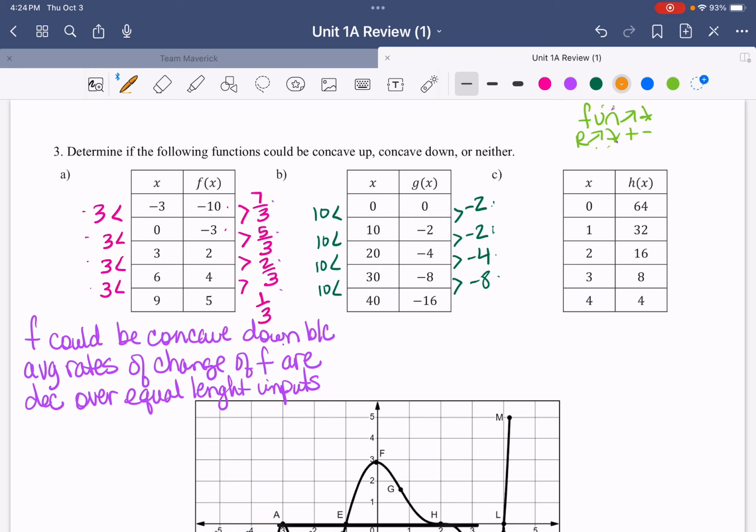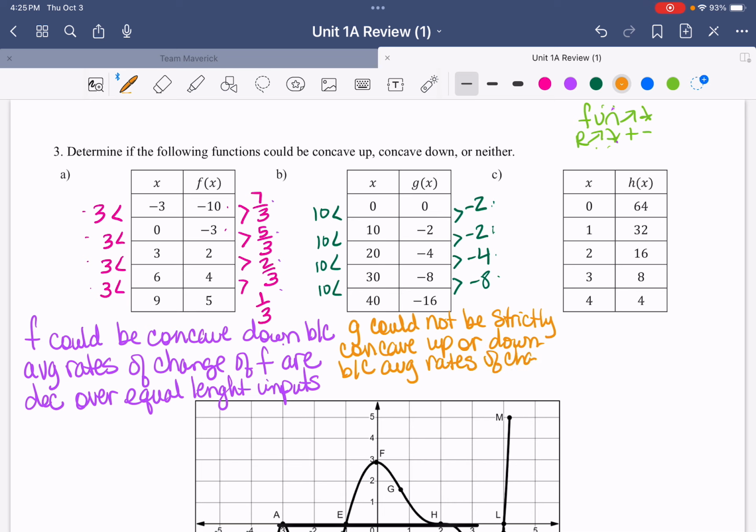So we can say that g could not be strictly concave up or down because average rates of change of g are constant, then decreasing, something like that.